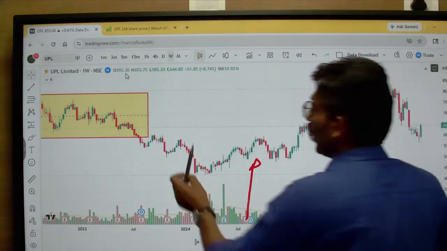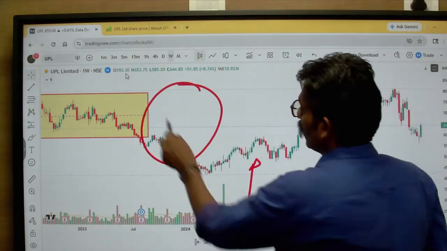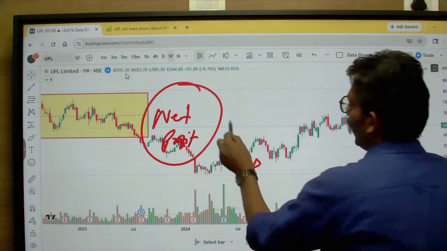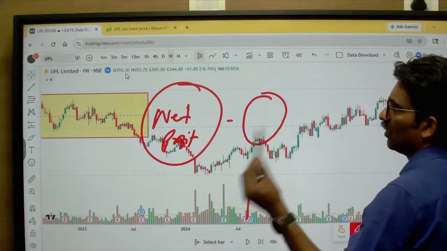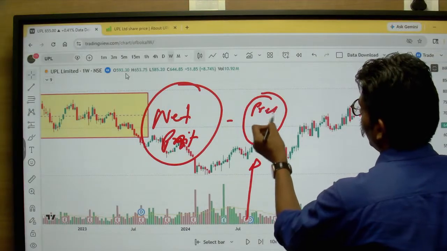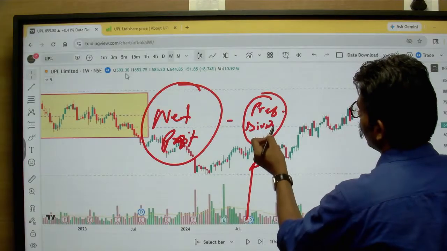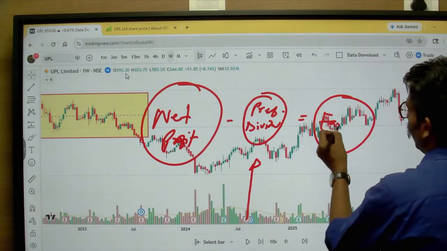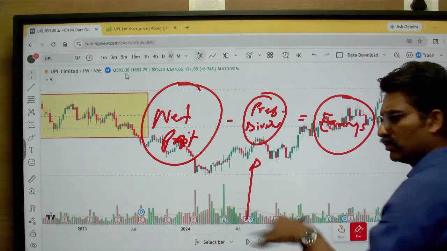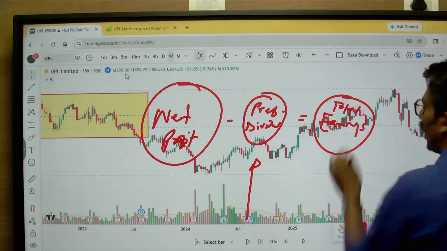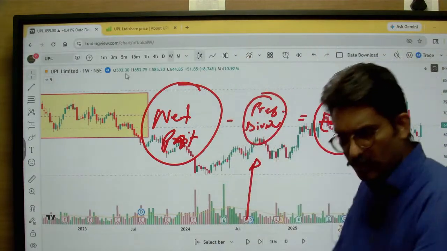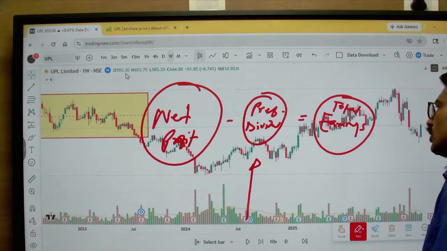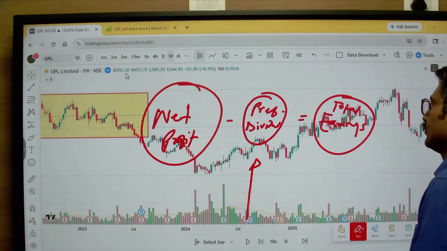Because from the earnings, this is your net profit. From net profit, when you remove other items, maybe the preference dividend, what remains is the earnings. Let's call it total earnings for now, because it is not earning per share, it is the summation of all the earnings. So let's call it total earnings, right?